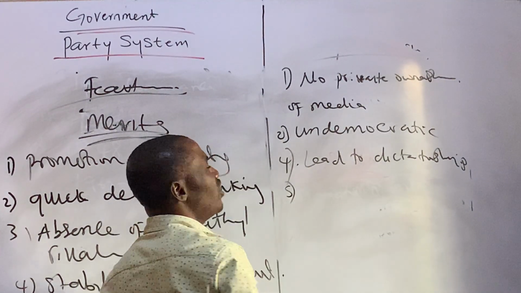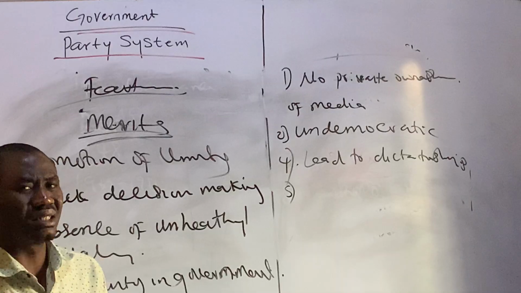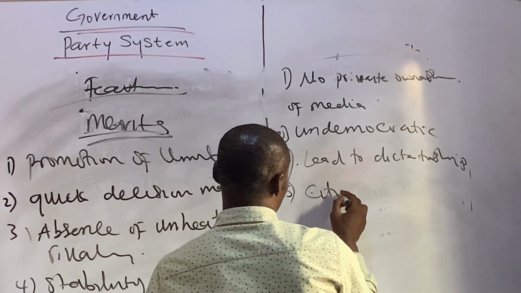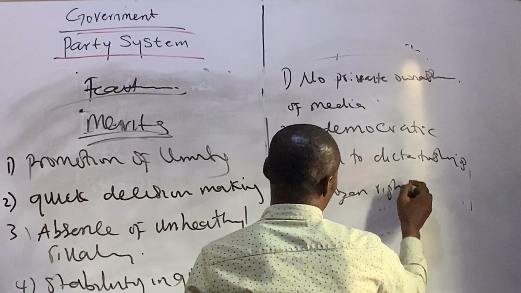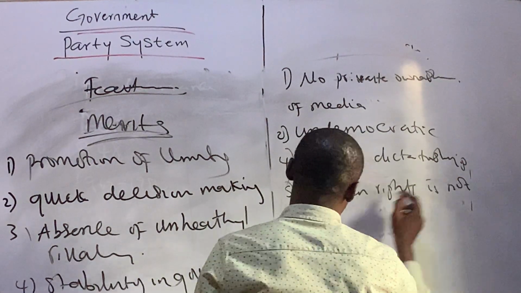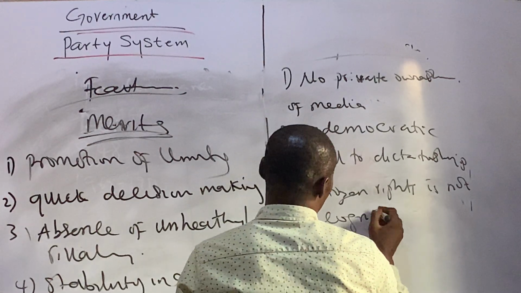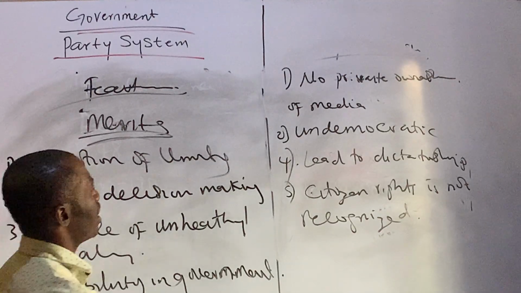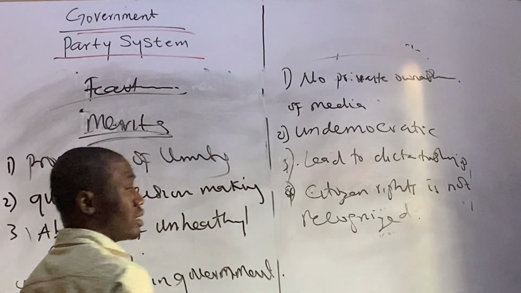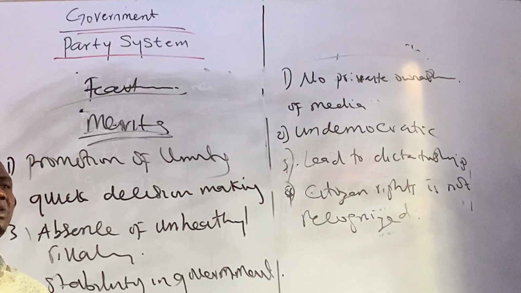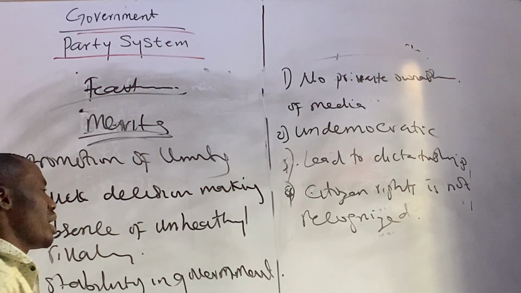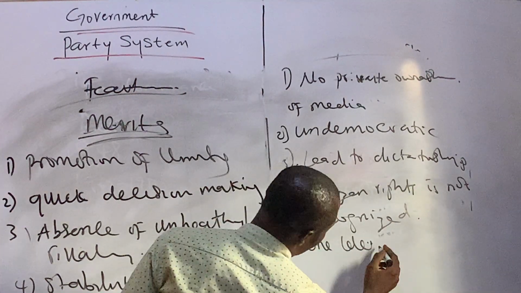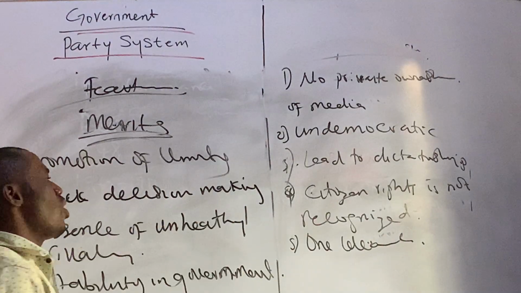Now, the individual right is not recognized, or citizen rights. All right, so how many do we have? Okay, this should be 3 and this should be 4. All right, you see that it also should have one ideology, 5. So it has one ideology.